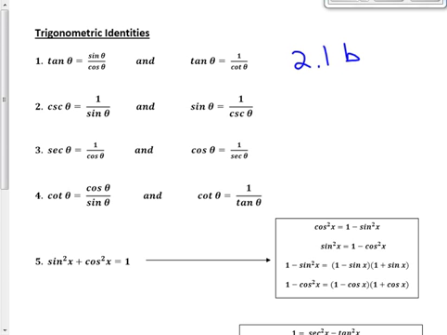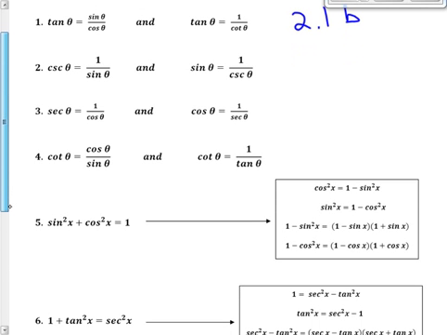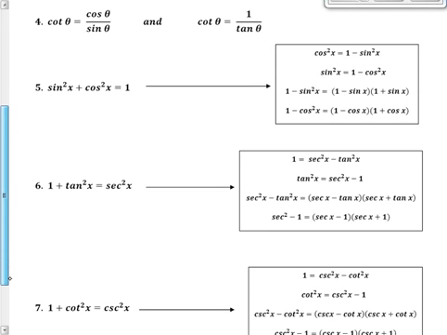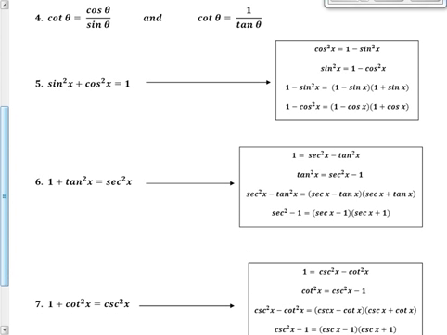looking at these identities. The top part of this, these are all identities that we already looked at, so there's nothing new in the top part of that. But the bottom part, we talked about these at one point, but now we're actually going to go through and we're going to use them.